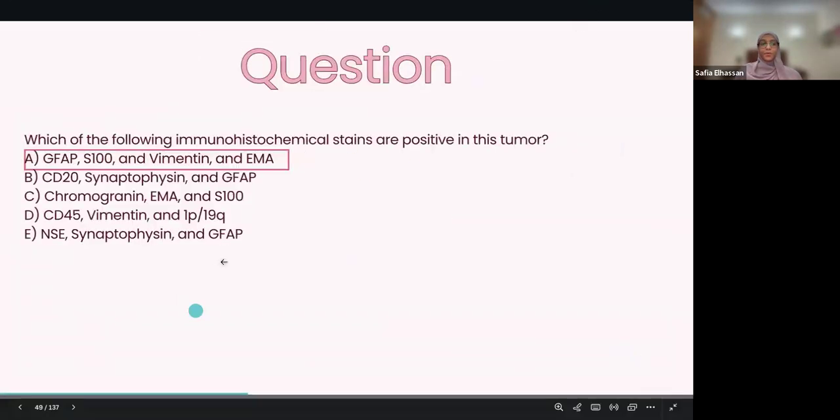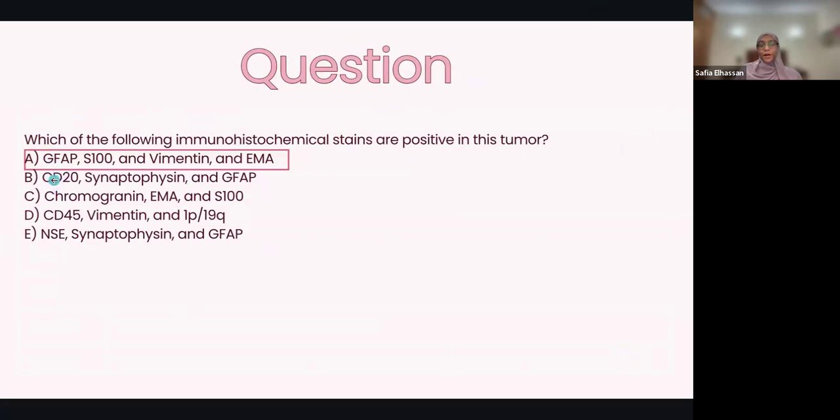Just to help you rule out the others. So CD20, this is a B-cell marker. You would see it in B-cell lymphoma. Chromogranin, I'm not sure you guys took this one, but yeah, it's not for this tumor. 1p19q, we said this was for oligodendroglioma, and then NSE, I don't think you guys took this one either, so you can easily rule out the others.